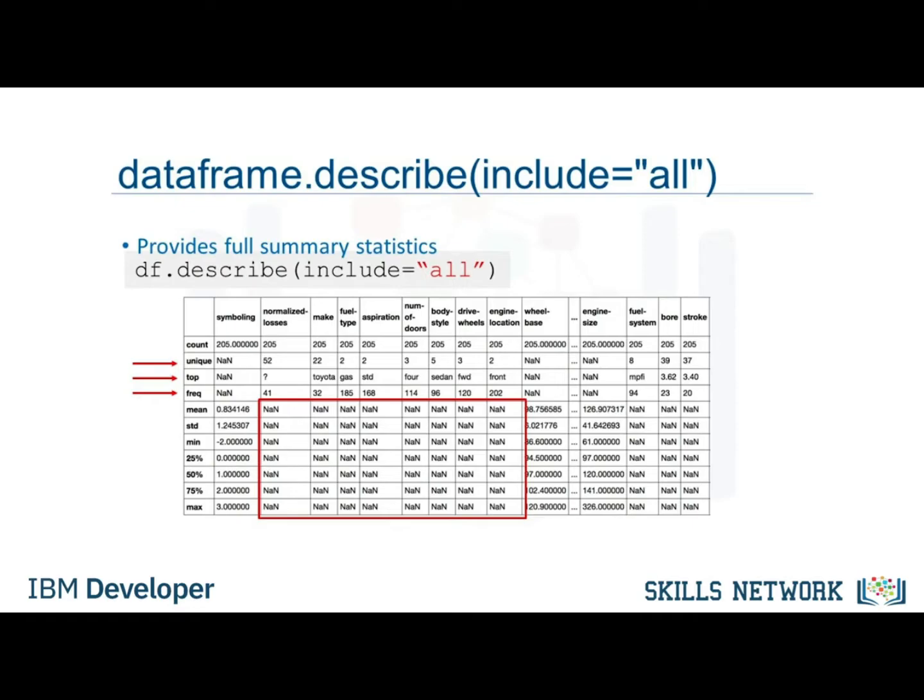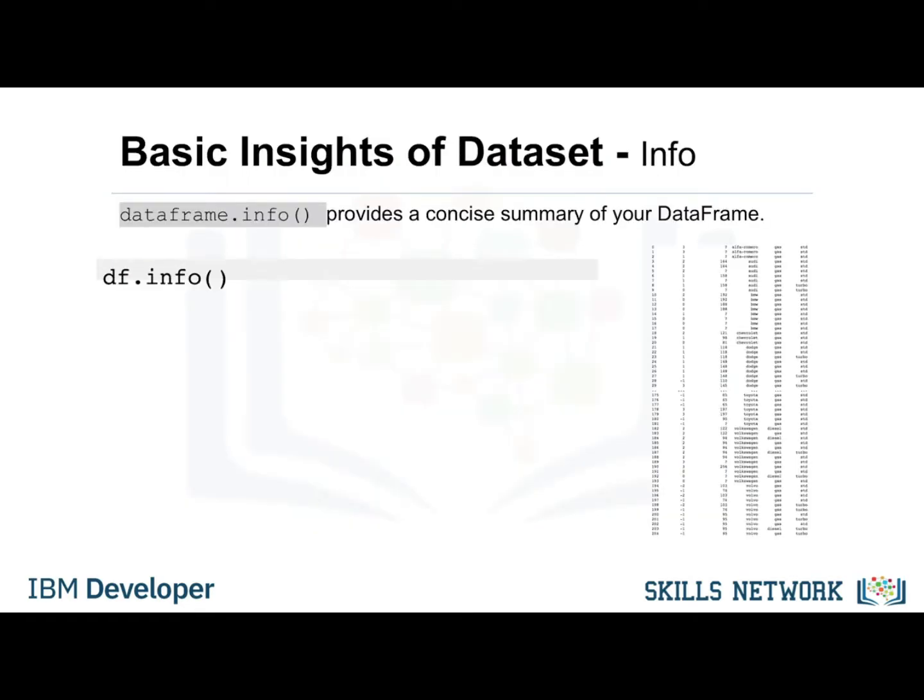Some values in the table are shown here as NaN, which stands for not a number. This is because that particular statistical metric cannot be calculated for that specific column data type. Another method you can use to check your dataset is the dataframe.info function. This function shows the top 30 rows and bottom 30 rows of the data frame.